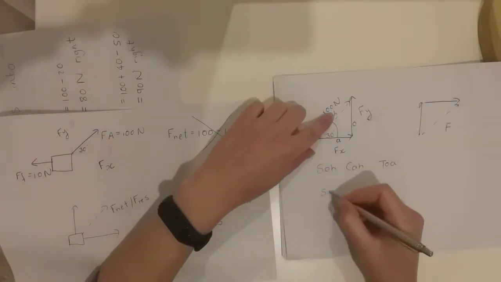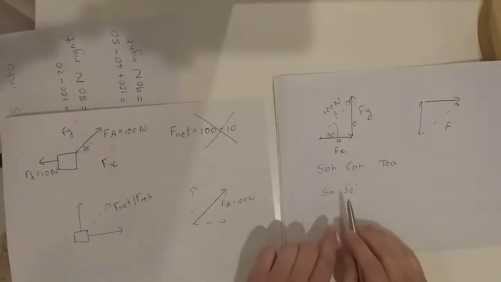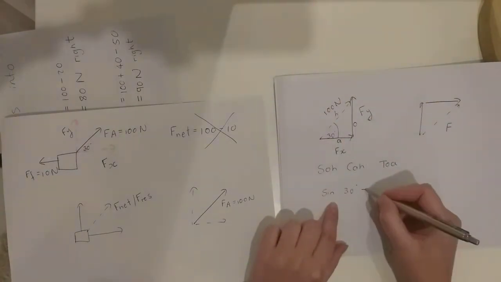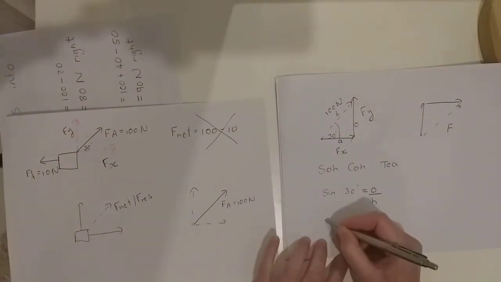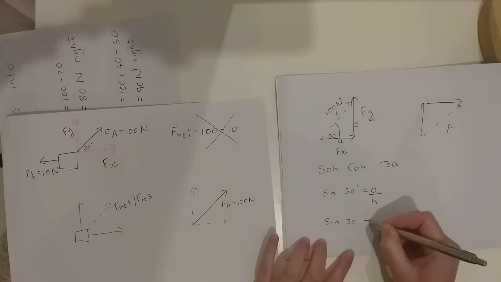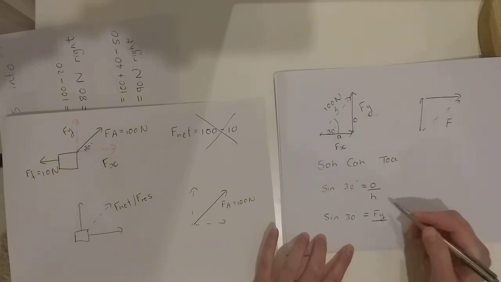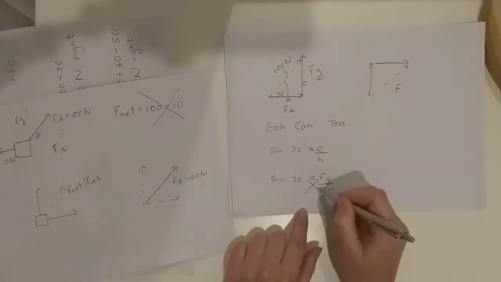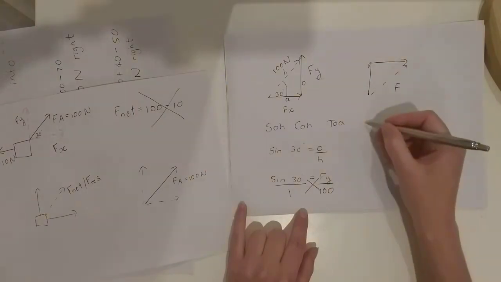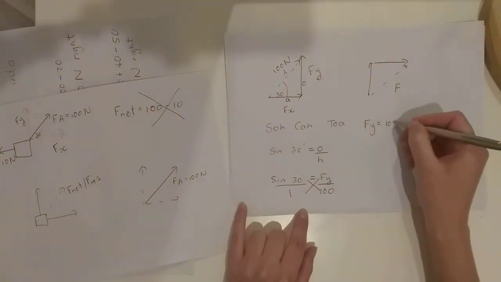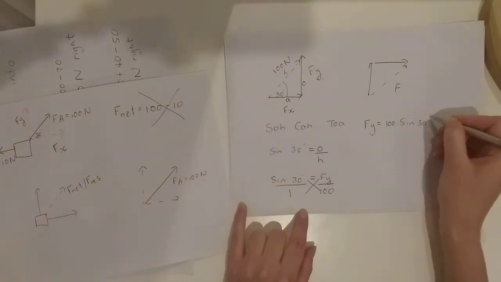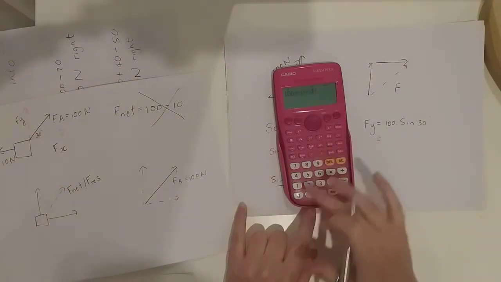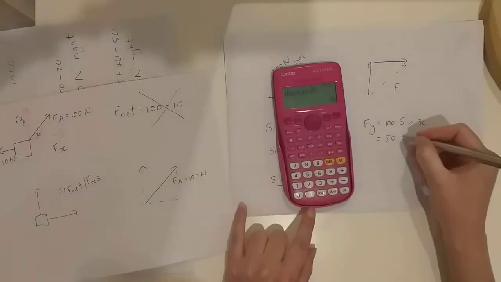So let's say sine of 30, because I have the hypotenuse and I want the opposite, is equal to O over H. So sine of 30 is equal to Fy over the hypotenuse, which is 100. Then to get Fy by itself, I'm going to cross multiply. Remember, this is over 1. And then Fy is equal to 100 multiplied by sine 30. So we just press 100 multiplied by sine of 30, close brackets, and we get 50 newtons.